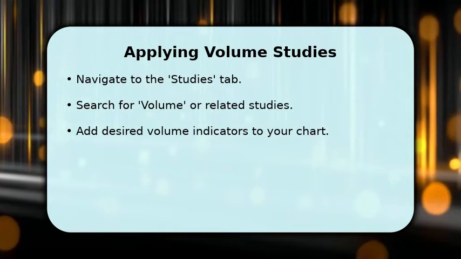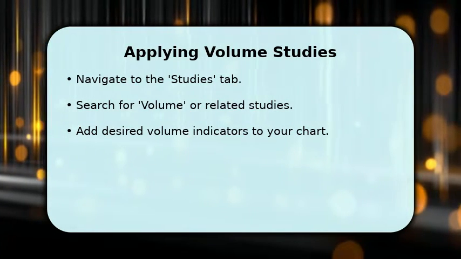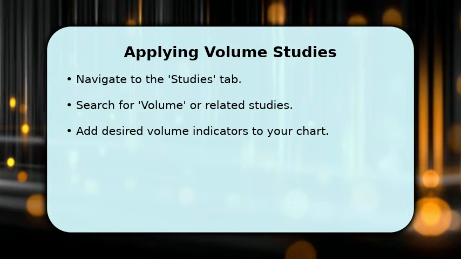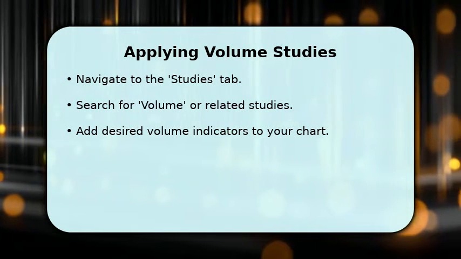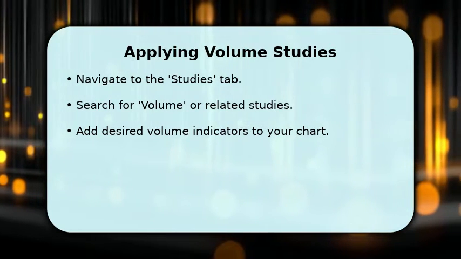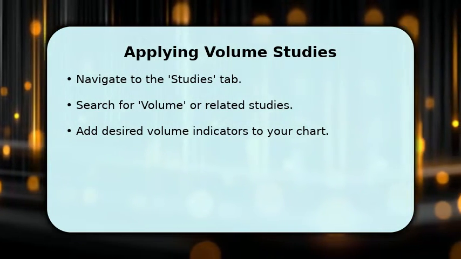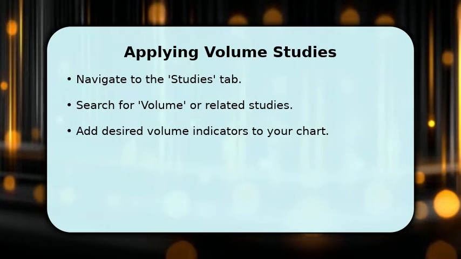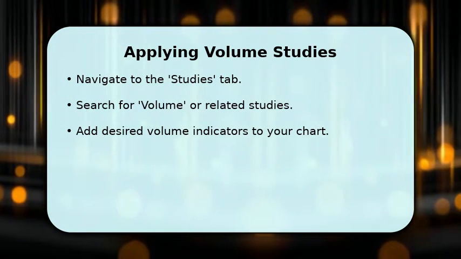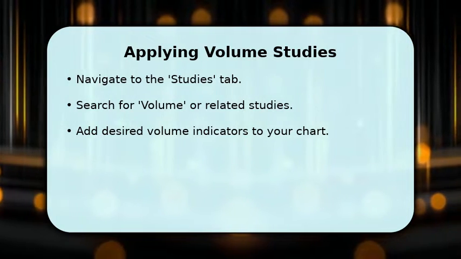Once the Edit Studies window is open, click on the Studies tab. In the search bar, type volume to quickly find relevant indicators. You'll see options like volume or volume profile. Select the study you want, then click Add Selected to move it to your active studies list. Finally, click Apply and OK to see the volume on your chart.